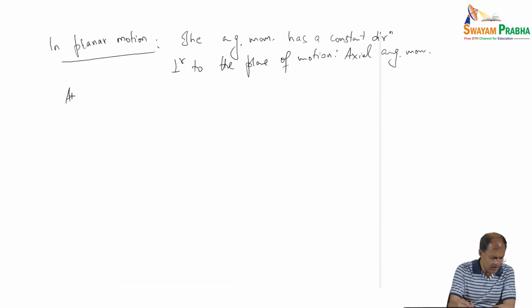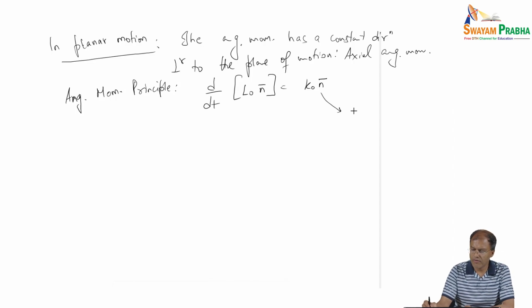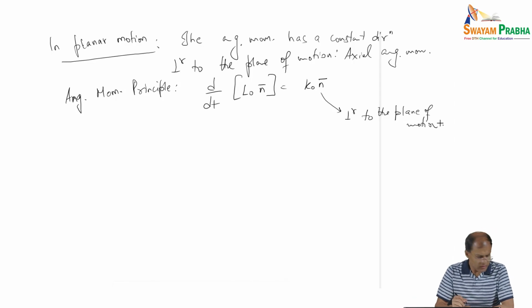So in that case, the angular momentum principle along the axial direction simplifies to the following form: d/dt of L_O·n is K_O·n. So n is our direction perpendicular to the plane, perpendicular to the plane of motion.